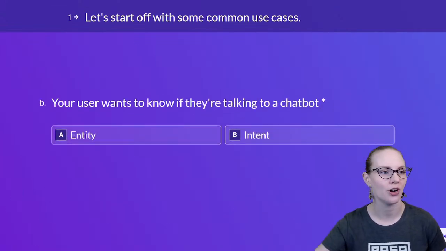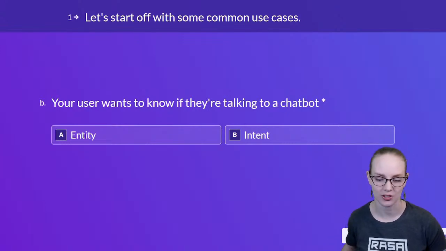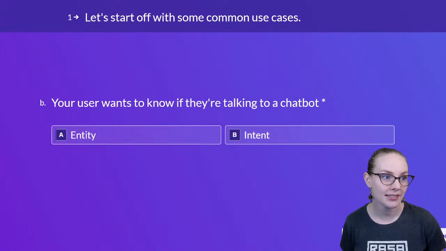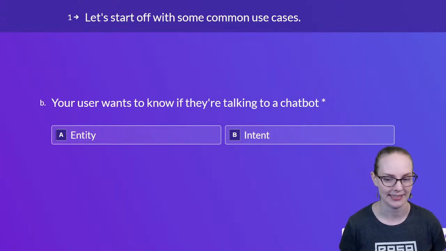Your user wants to know if they're talking to a chatbot. What's the best way to model this type of interaction? Should it be an entity or should it be an intent?